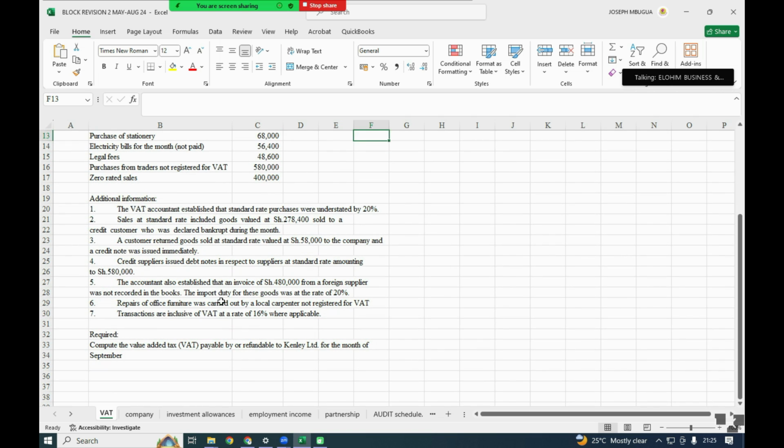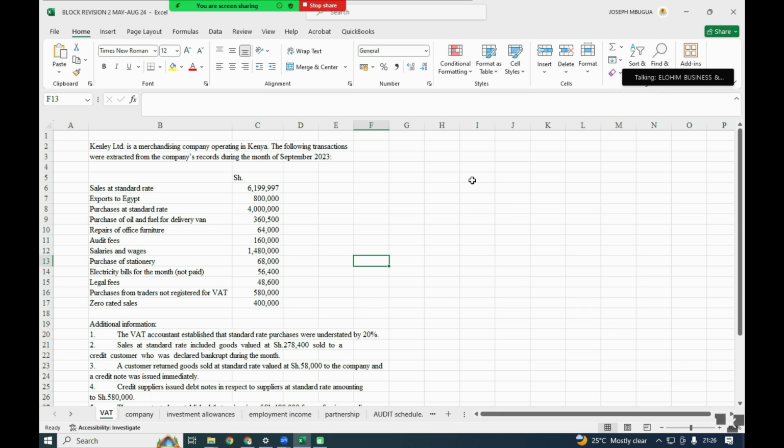The accountant also established that an invoice of 480 from a foreign supplier was not recorded in the books. The import duty for these goods was at the rate of 20%. Repair of office furniture was carried out by a local carpenter not registered for VAT. Transactions are inclusive of VAT at the rate of 16% where applicable. You are required to compute the VAT payable by or refundable to Kenley Limited for the month of September.